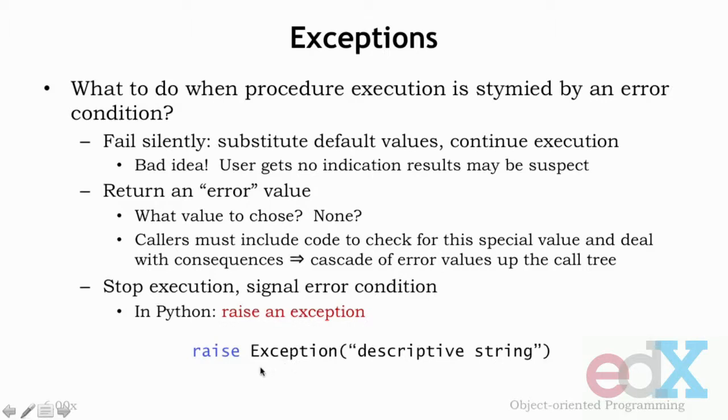So the way we actually create an exception inside of Python is we use the raise statement, so a raise keyword followed by the creation of whatever type of exception we're trying to raise. In this case, we're raising a generic Exception, and all the exceptions here take as their argument a descriptive string.